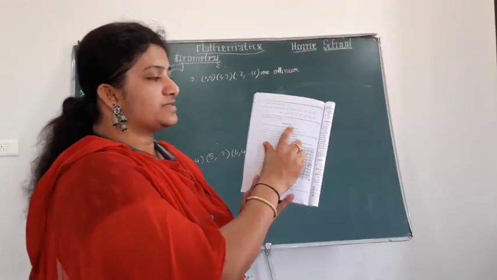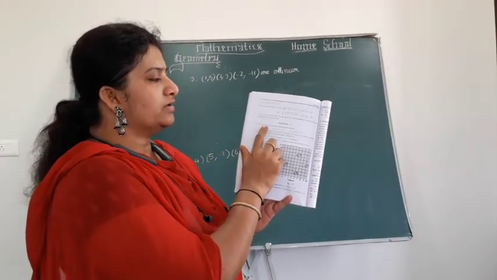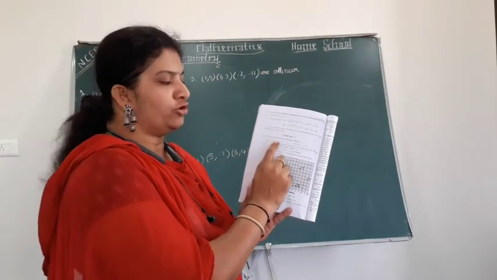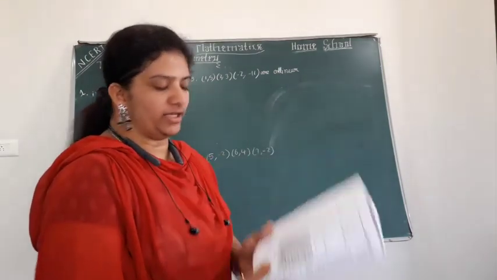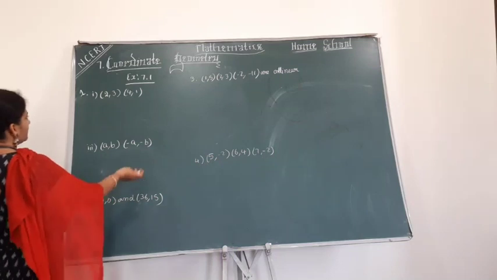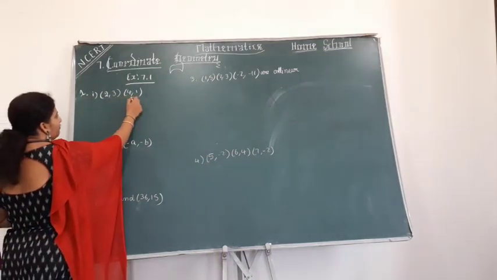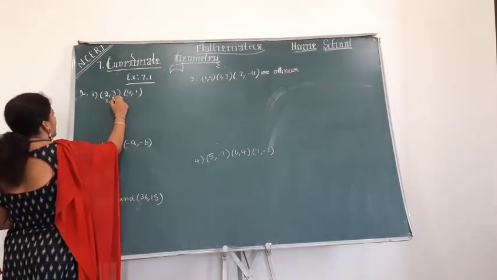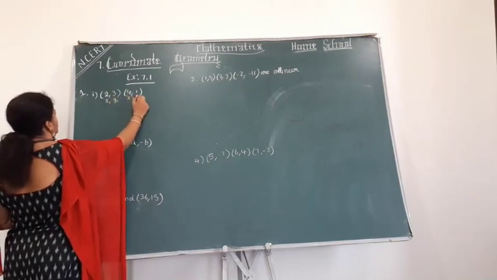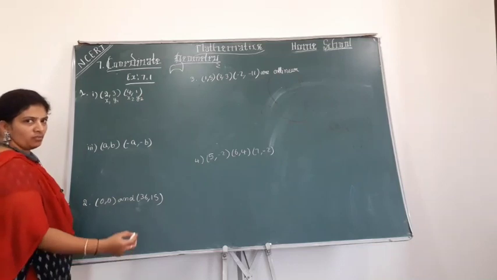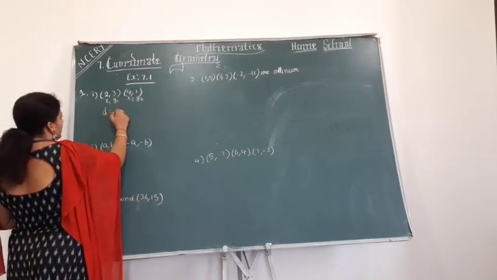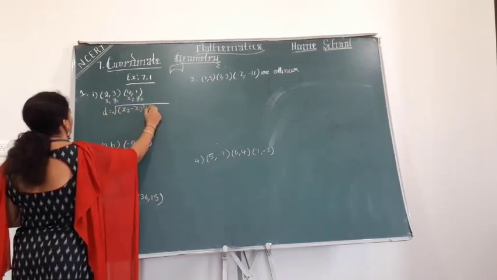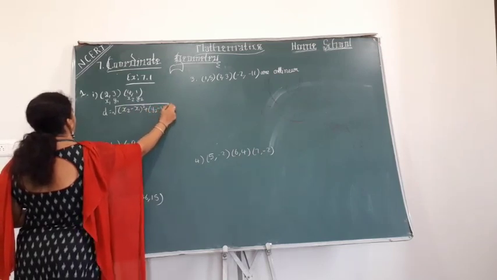This is your exercise 7.1. Find the distance between the following pairs of points. 2, 3, 4, 1. They have given us two coordinates. First question, 2, 3, 4, 1. First we have to start by writing x1, y1, x2, y2. You know the distance formula, right? Distance formula d is equal to square root of x2 minus x1 whole square plus y2 minus y1 whole square.